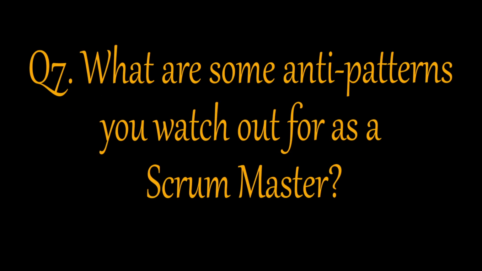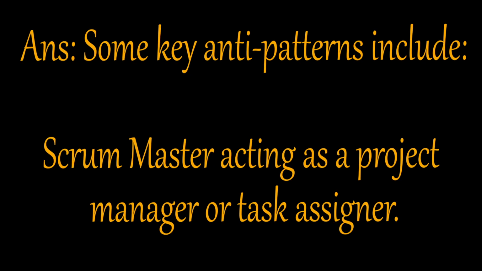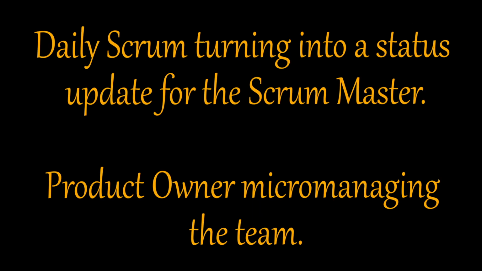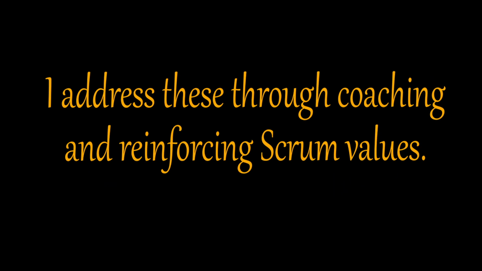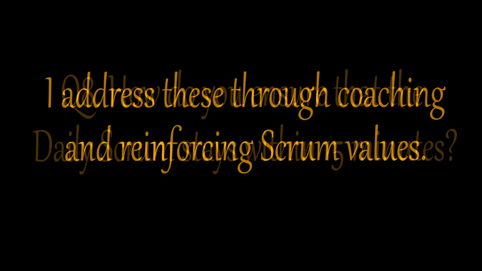Q7. What are some anti-patterns you watch out for as a Scrum Master? Answer. Some key anti-patterns include Scrum Master acting as a project manager or task assigner, daily Scrum turning into a status update for the Scrum Master, product owner micromanaging the team, skipping retrospectives or not acting on improvement items, overcommitting in sprints. I address these through coaching and reinforcing Scrum values.